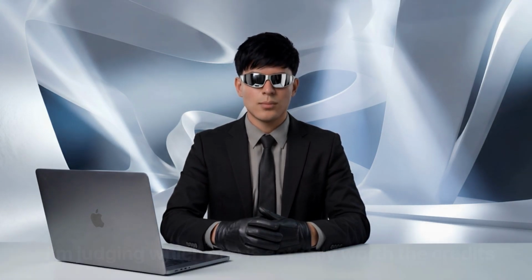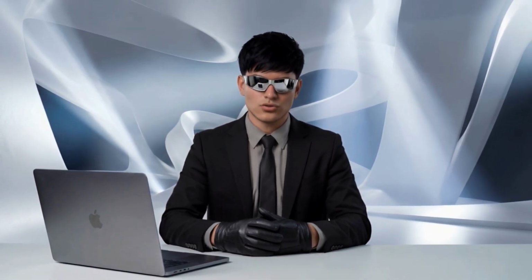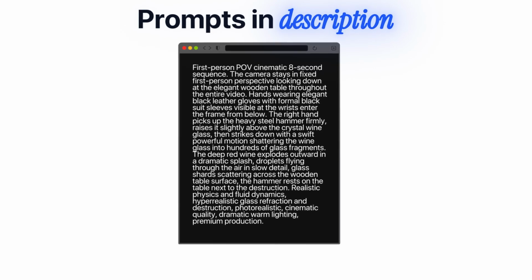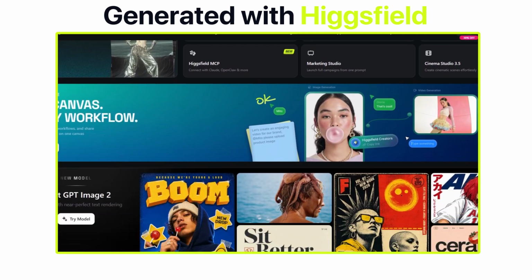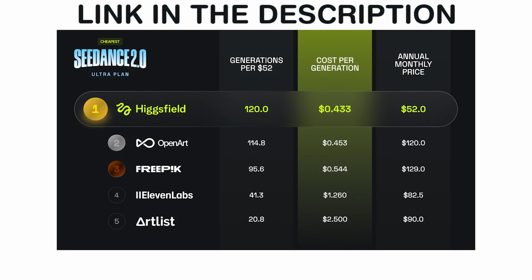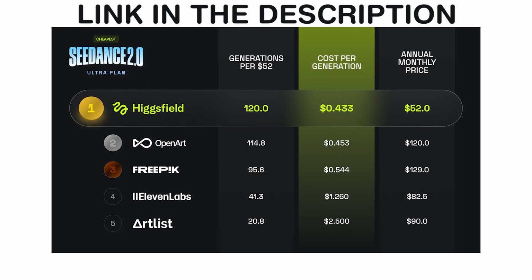Because sometimes the best model is the most powerful one, and sometimes it's the one that gets you close enough for half the cost. All the prompts I used are in the description in case you want to try them yourself. And I tested both models inside Higgsfield, so I could compare them in the same workflow without switching tools. And one important thing, Seedance 2.0 on Higgsfield has the lowest cost per generation on the market.